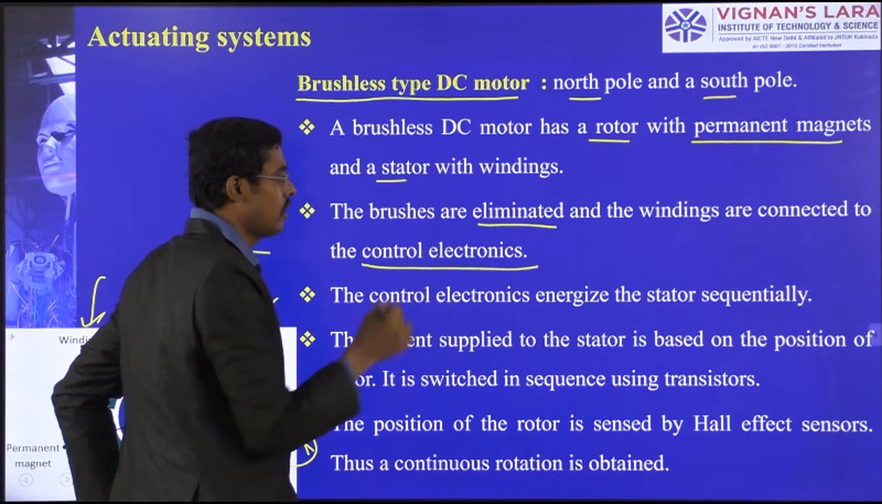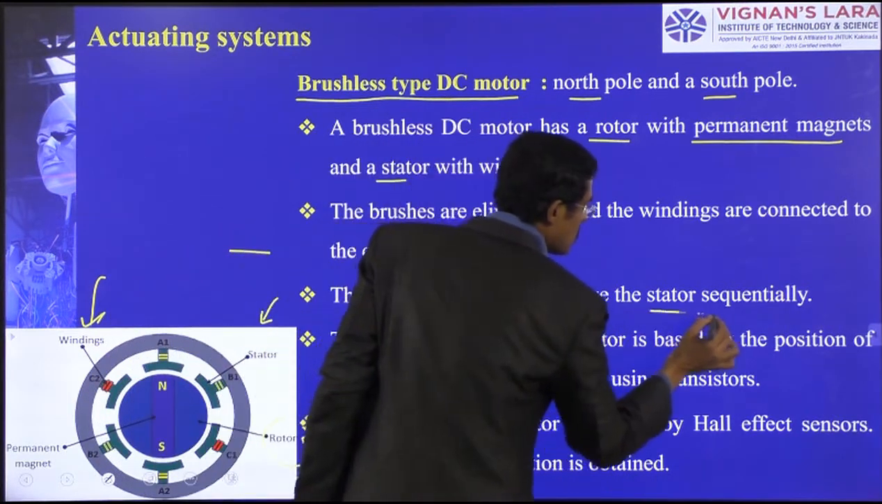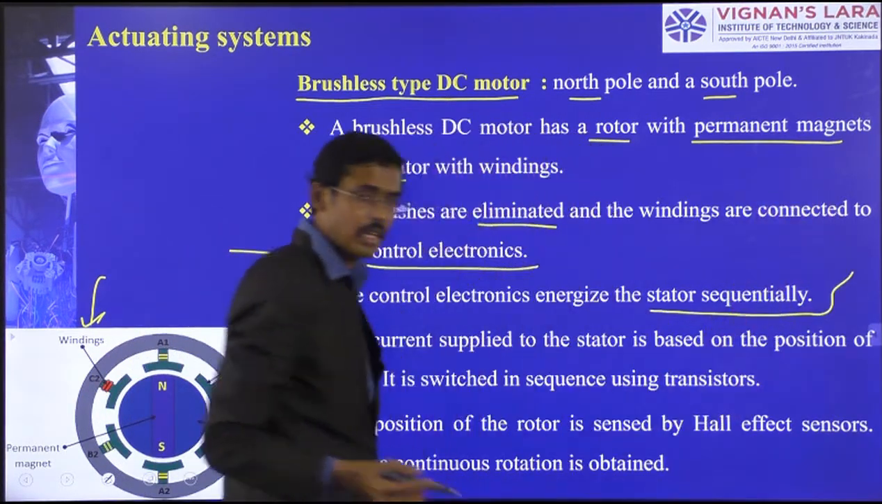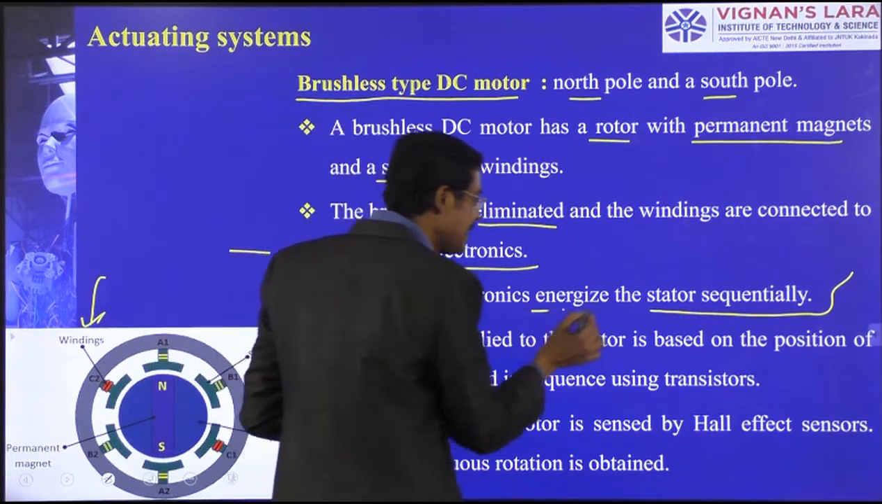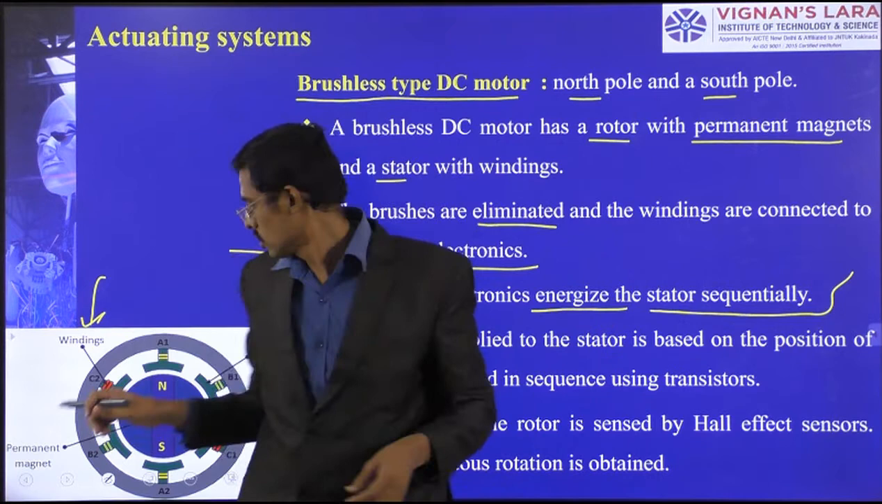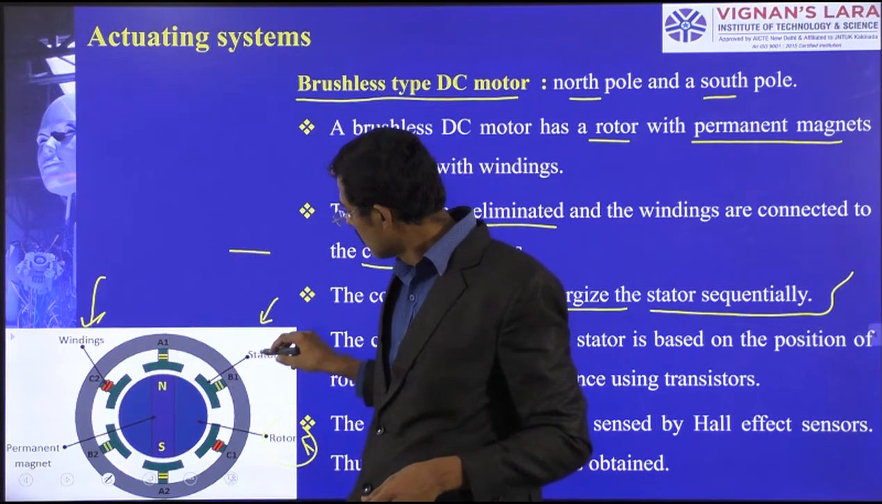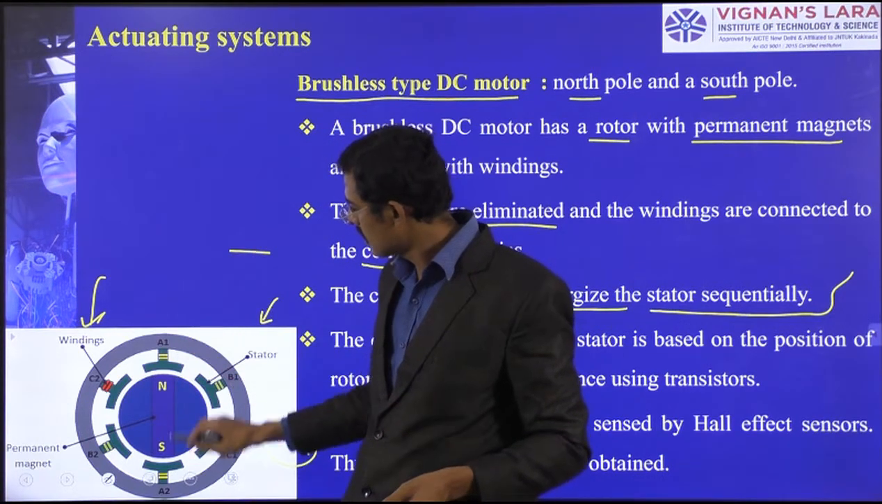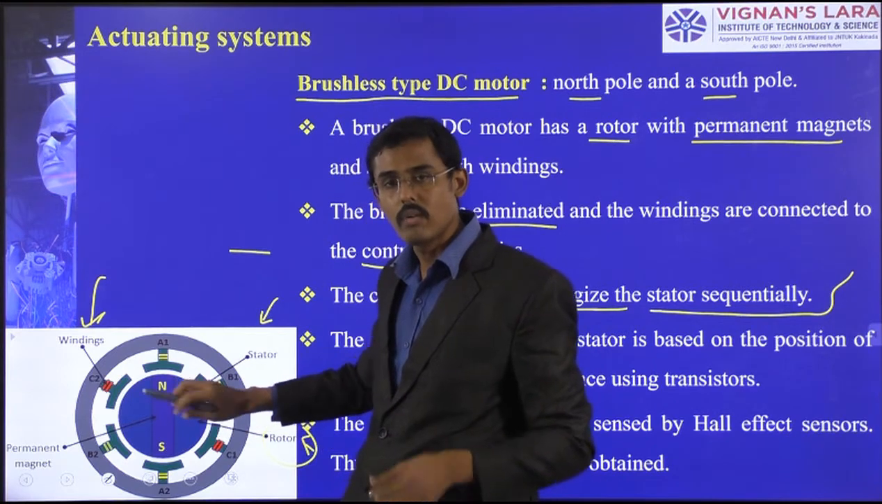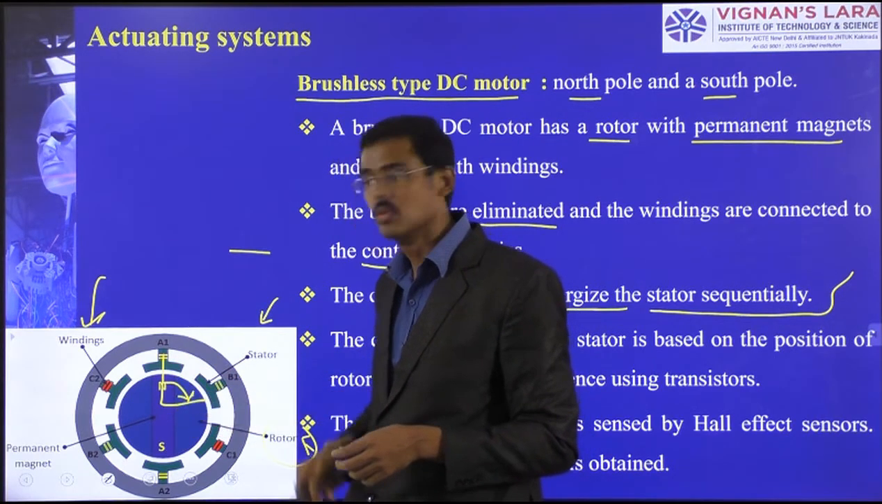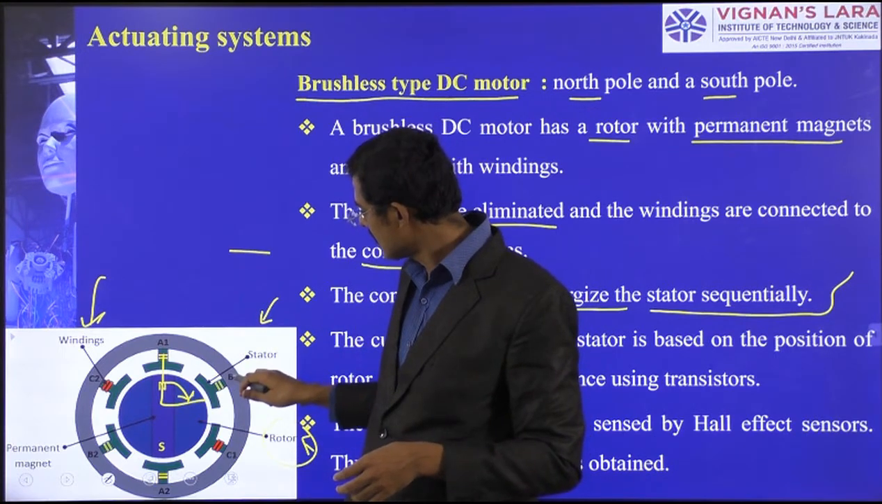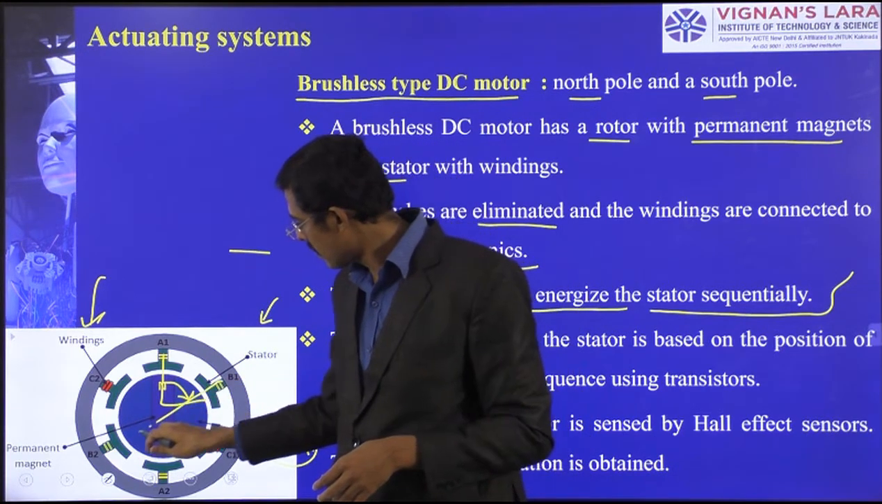The control electronics energize the stator subsequently. So through the electronic system, through the power sources, we are going to energize this stator. So through the stator I am supplying, let us consider I want to energize this direction. I want to rotate an angle like this, from here to here I want to move. What I am doing, I am energizing here. This condition I am energizing.